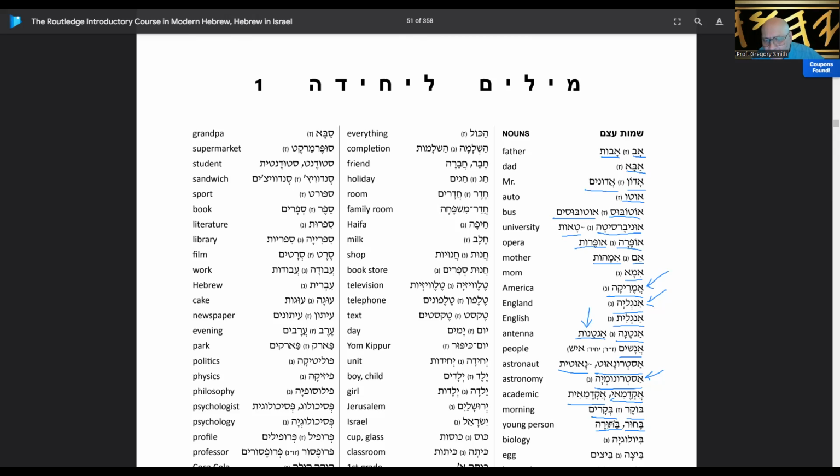Bahur or bahura is a young person. Look at that. Biologia. I think this, actually, no, this is a gimel, so it's biologia. Yeah, that's right. Biologia. Okay, let's see here. Beitza or beitzim. So we got egg and eggs.